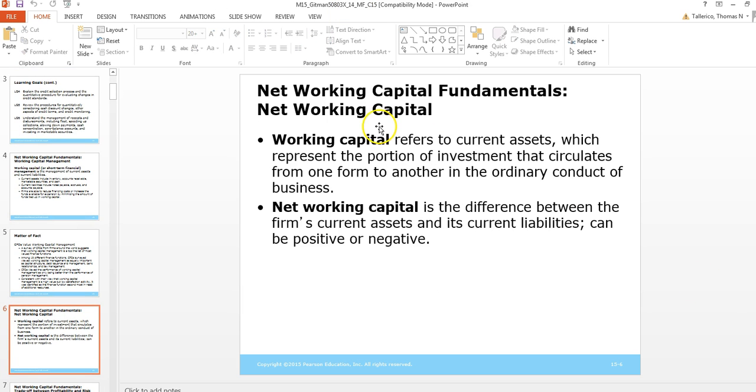All right. So working capital refers to current assets, which represent the portion of investment that circulates from one form to another. And net working capital, as we probably have defined already, is the current assets minus current liabilities. It's simply the difference. And this could be positive or negative. Remember we talked about changing net working capital when we were doing the initial investment, and I sent a video about that, this in particular.